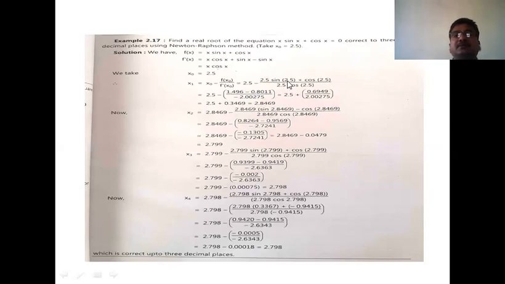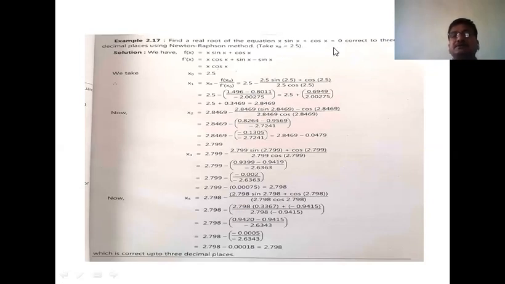When finding the value of sin 2.5, convert the calculator to radian mode, because your calculator is usually in degree mode. Then find the values of sin 2.5 and cos 2.5, substitute them, and calculate. We get the answer 2.8469. Similarly, find x2, which is x1 minus f of x1 divided by f dash x1, and then x3 and x4. If you observe the two successive values x3 and x4, they are exactly the same, so the answer is correct up to 3 decimal places. So this is the final answer: 2.798 is the approximate root of this equation.